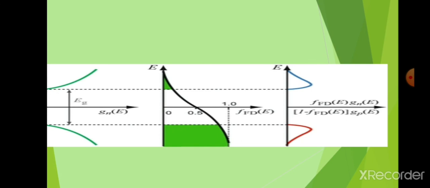The intrinsic carrier density is obtained as np is equal to ni square, and ni square is equal to Nc Nv exponential (minus Eg by kT). So ni is equal to the square root of Nc Nv exponential minus Eg by 2kT.